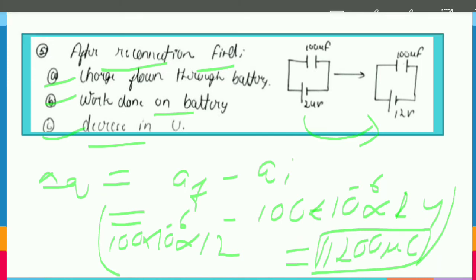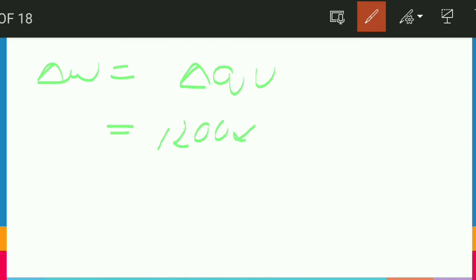Now our second part is the work done on the battery. Then delta W will be equal to, I think you know, delta Q into V. So work done on the battery will be 1200 into 10 to the power minus 6. This is the delta Q that has flown through the battery, at 12 volt, so its voltage equals 12. So it comes to be 14.4 millijoules. This part is also clear.